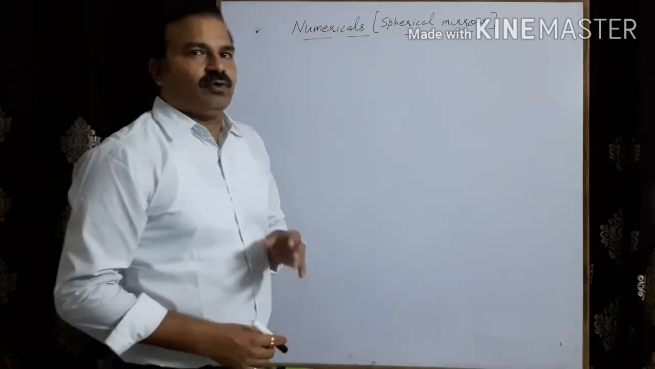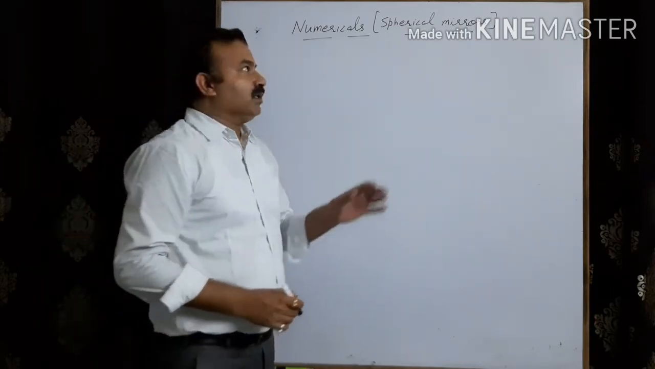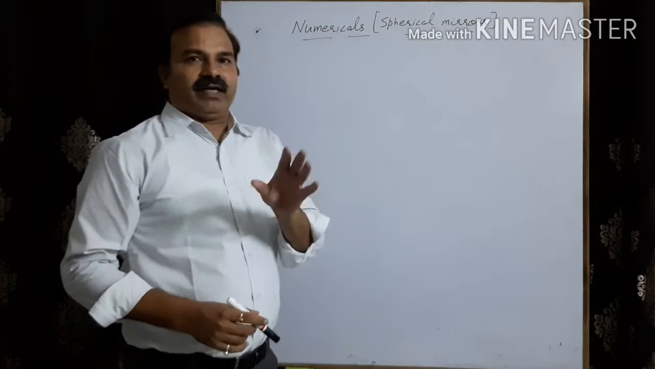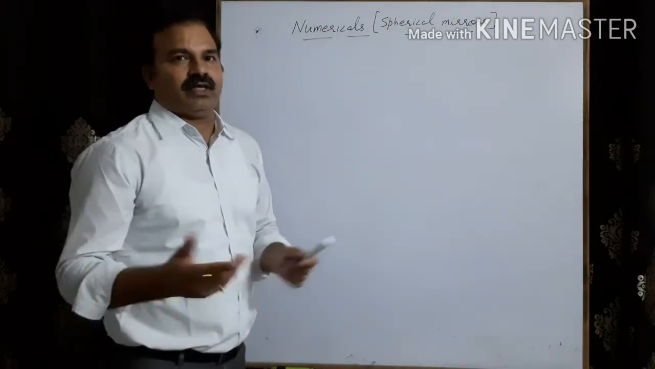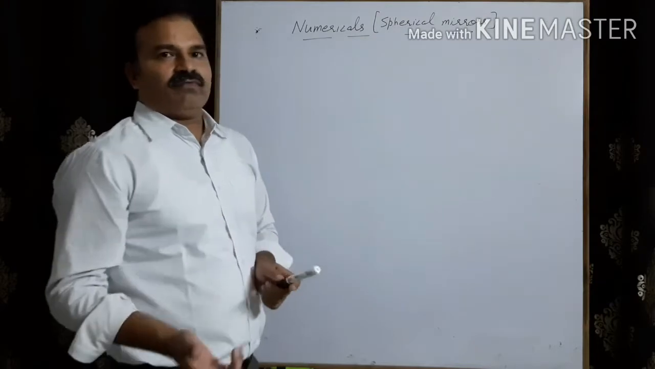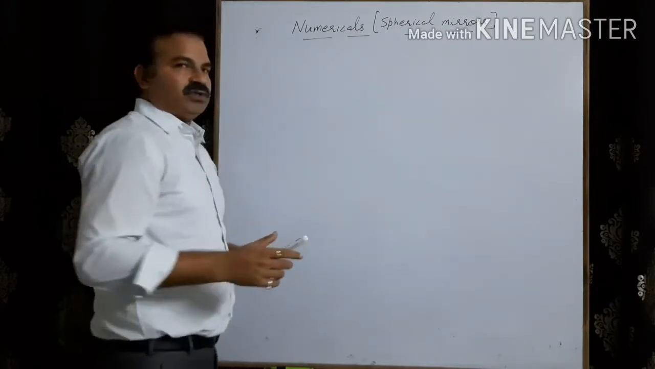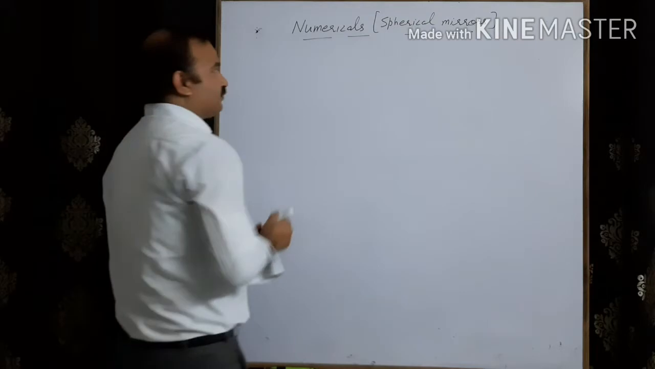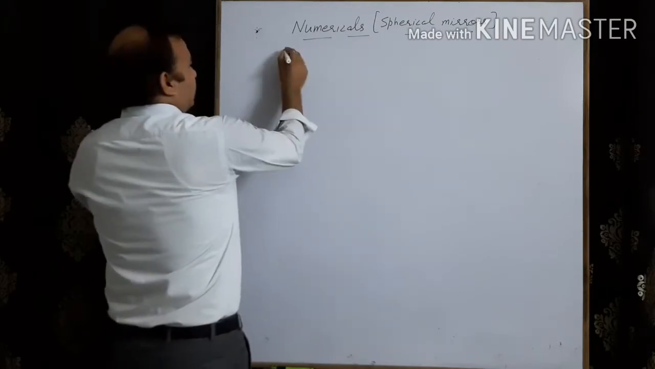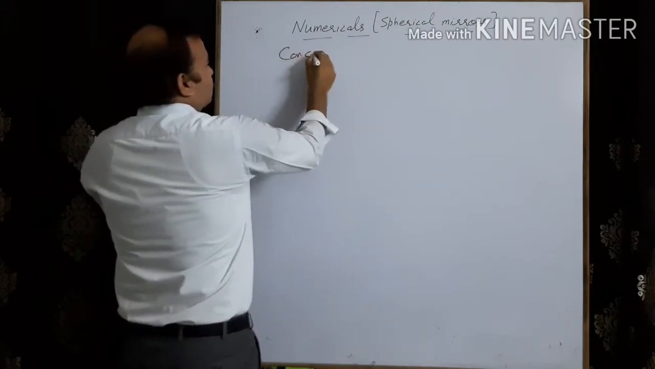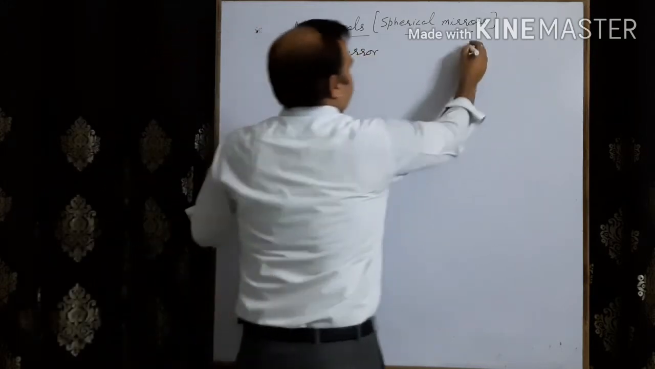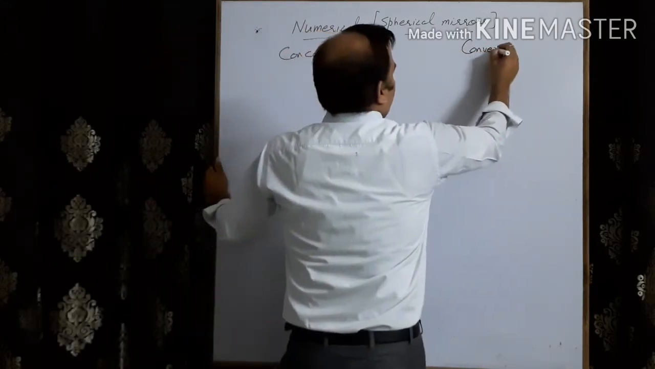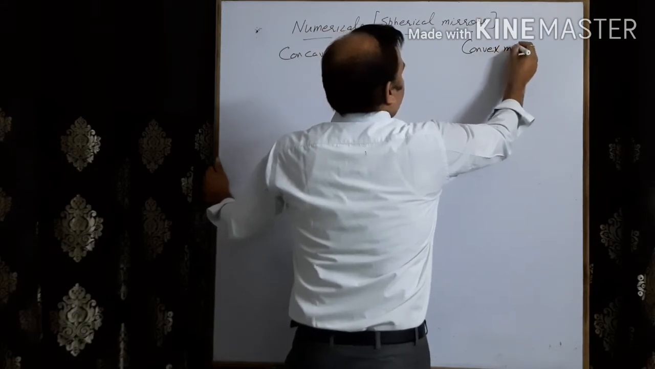Before starting with the numericals, I'll give you a few main concepts behind the mirrors: where we keep an object, which side the object or the image is formed, and which is positive and negative based on the Cartesian system. This side is the concave mirror. This side I am writing about the convex mirror.